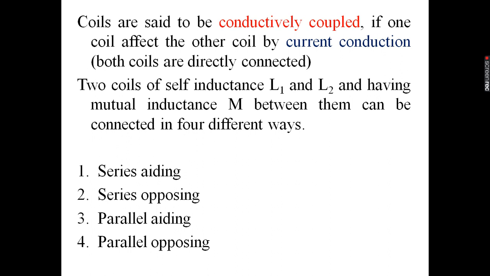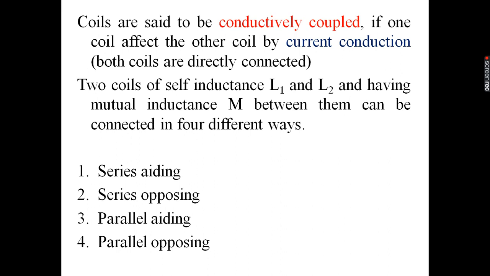The mutual inductance between those two coils is taken as M, and conductively coupled coils can be configured in four different patterns: series aiding, series opposing, parallel aiding and parallel opposing. What is aiding? If the flux developed in coil 1 and coil 2 helps each other, then we say it is aiding. In series aiding or parallel aiding, the flux developed in the coils helps each other. On the other hand, opposing means the flux developed in coil 1 and coil 2 oppose each other.